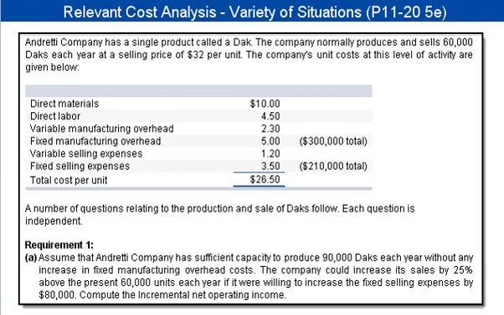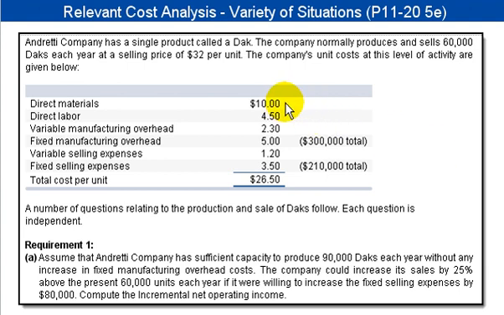Let's explore this relevant cost analysis problem that deals with a variety of different situations. Andretti Company has a single product called a DAK. The company normally produces and sells 60,000 DAKs each year at a selling price of $32 per unit. The company's unit costs at this level of activity are given, and you see it in the table here.